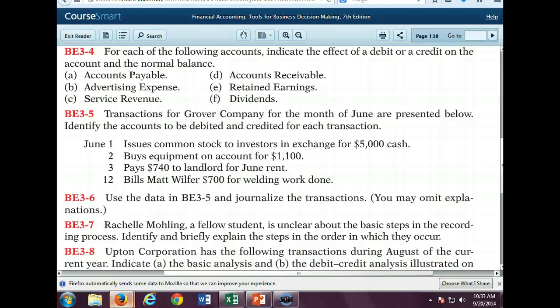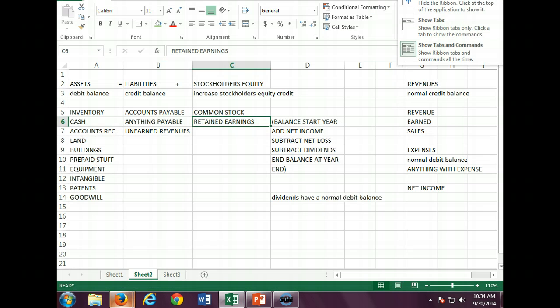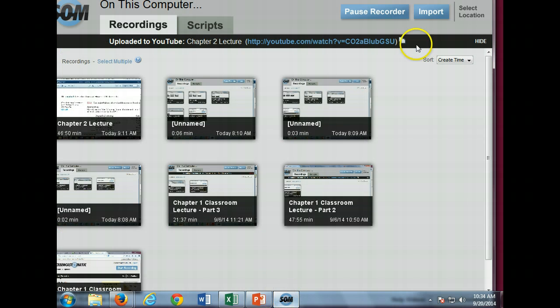Bills Matt Welter $700 for welding work done. Now, it didn't say collected $700 from Matt Welter. It said bills Matt Welter. So that's accounts receivable, which is an asset. Accounts receivable goes up, so we'll debit it. For work done, what's our other account? Revenue. Revenues go up. What is the normal balance of a revenue account? Credit. It's a credit account. Make sense? Woohoo! That makes sense. Things are starting to gel.